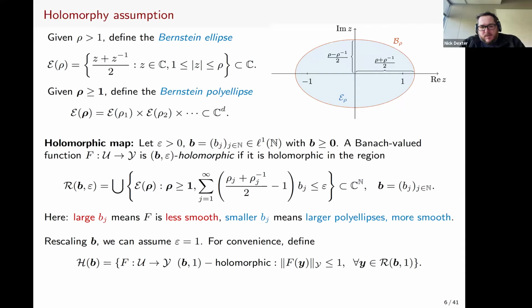Then we have the sum from j equals 1 to infinity of (rho_j + rho_j inverse)/2 minus 1 times these b_j's, less than or equal to some epsilon. And here, a large value of b_j means that f is less smooth, and smaller values of b_j means larger polyellipses and functions more smooth. So rescaling b, we can always assume here that epsilon is 1, and for convenience, we're going to define this set H_b, the set of mappings f from U to Y that are (b, 1) holomorphic, and they have Y norm bounded by 1 for all y in R(b, 1).